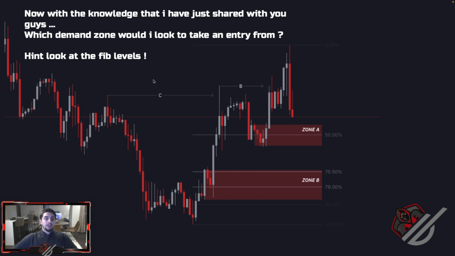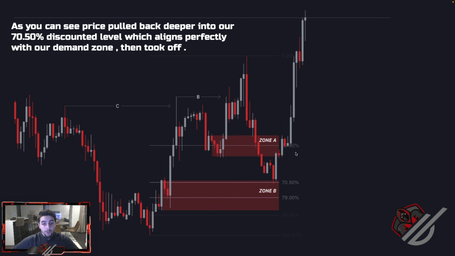Now with the knowledge that I have shared with you guys, which demand zone would I look to take an entry from? The most important thing here is that you have to look at our Fibonacci levels. I want you guys to pause this and identify which level you would want to buy from after hearing all of the knowledge that I have just shared. And the correct answer is Zone B. And let me tell you why.